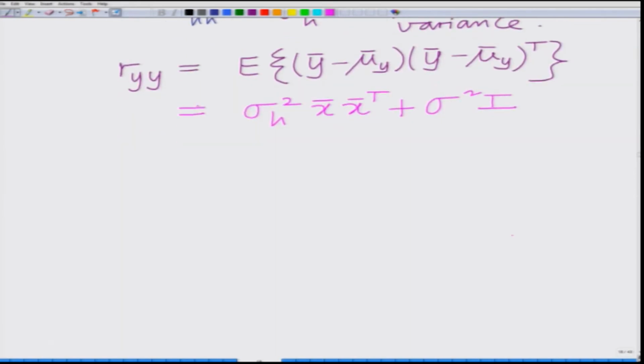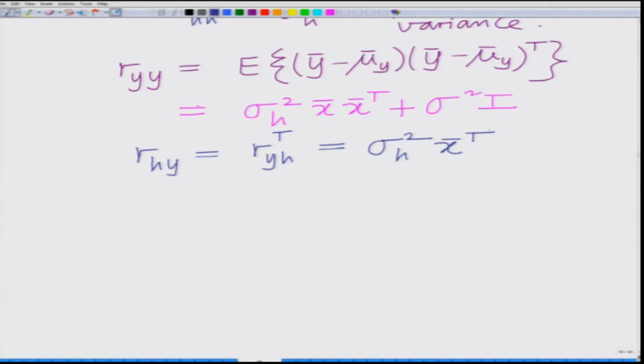Please check again, if you are not clear about this, please check from the lectures of the previous modules. And we have the cross correlation, that is R_HY, which is also equal to R_YH transpose. Remember we are still considering the real scenario, so R_HY equals R_YH transpose. If it is complex, then it will in fact be the Hermitian, correct. So, we are still considering the real scenario.